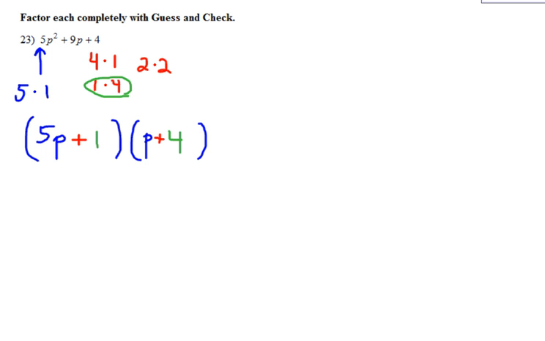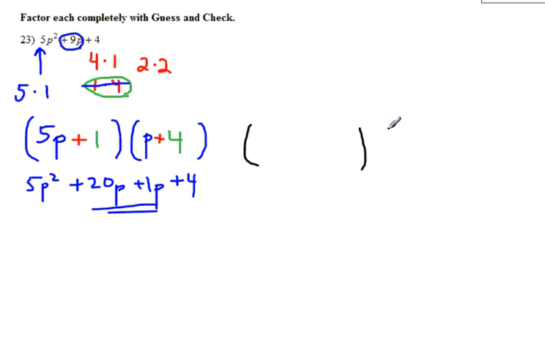Well, how do we see if we're right? Well, you have to multiply it back out from where you started. 5p times p is 5p squared. Then on the outside, 5p times 4 is 20p, and on the inside, plus 1p and plus 4. We notice, I got my first term right, 5p squared. I got my last term right, positive 4. But does this add up to my 9? Nope, I guess we have to guess again.